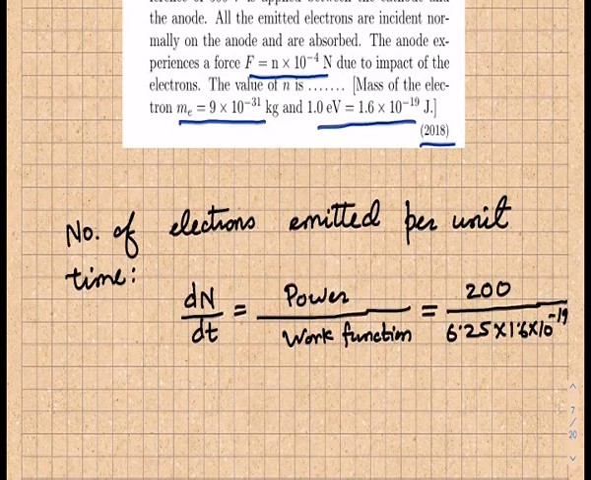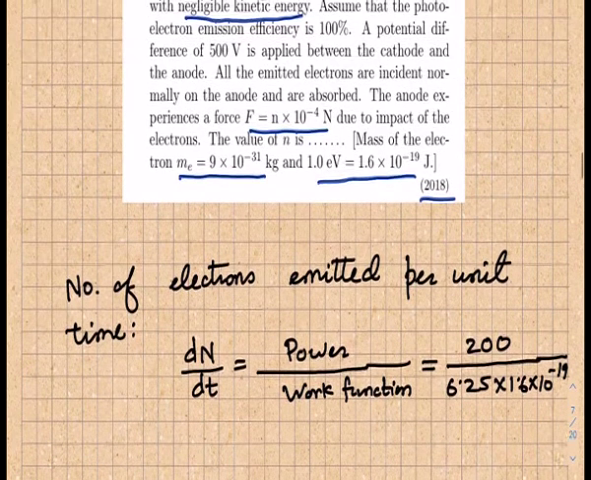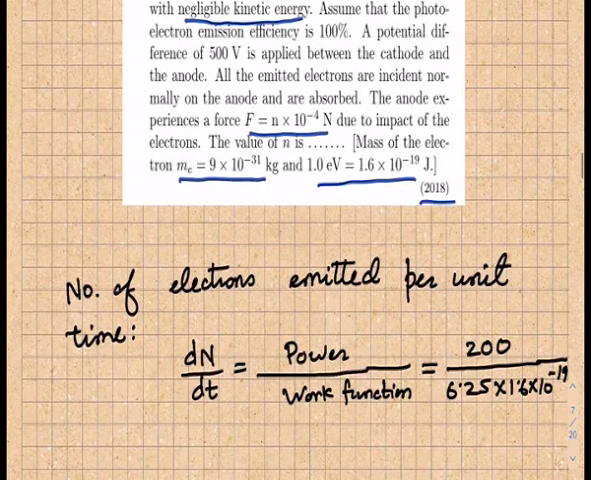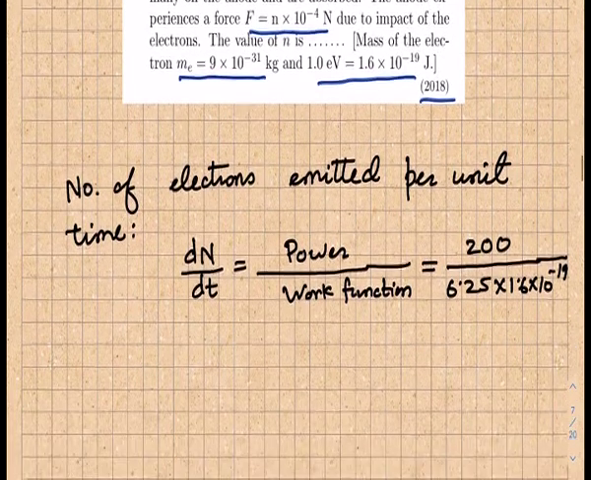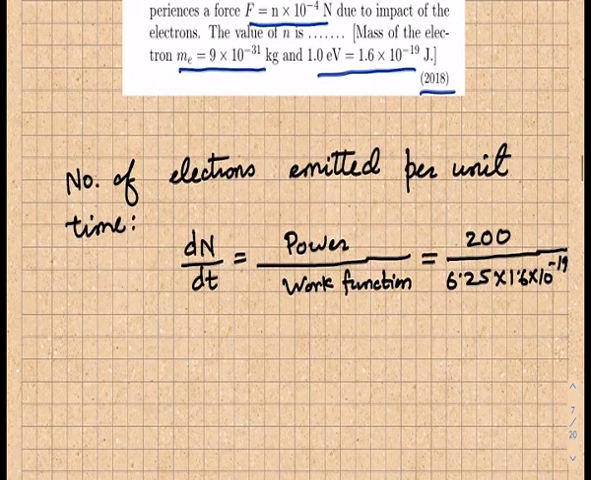Now what about force? How do you have to calculate the force? Force is the rate of change of momentum, the momentum basically transferred per unit time, right? That is what the force is. So clearly I need to know the momentum of the electrons. So momentum of the electrons, P is equal to mv.